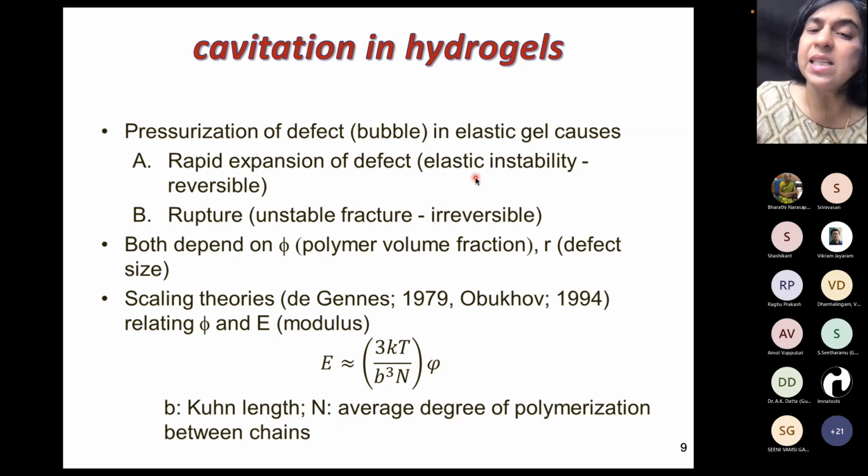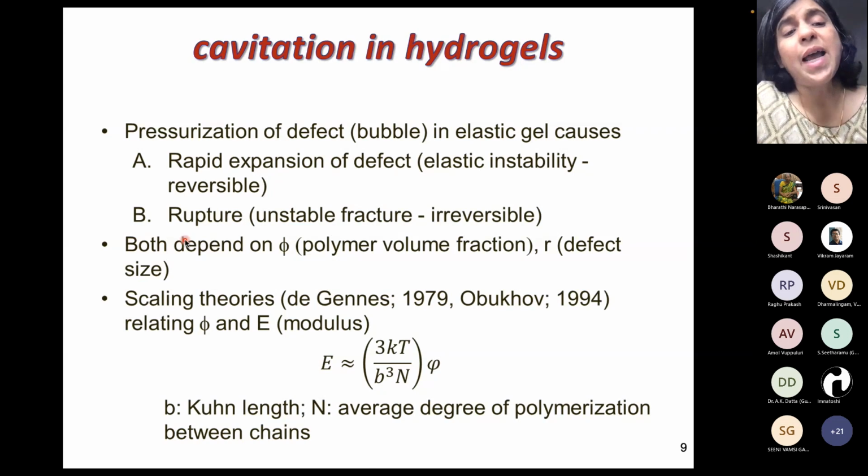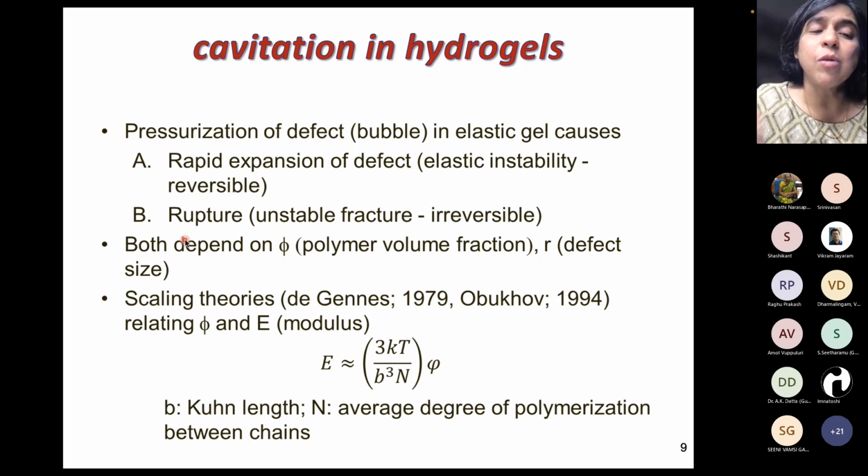And this is an elastic instability, but it is reversible for a small extent of pressure inflation. However, if you continue to increase the pressure inside, then it undergoes ruptures, which are completely unstable fractures and are irreversible. This technique was first seen by Alan Gent, who saw this when rubber sheets were stretched under uniaxial tension, and they would create these holes inside rubber materials, which was also understood to have similar dependence.